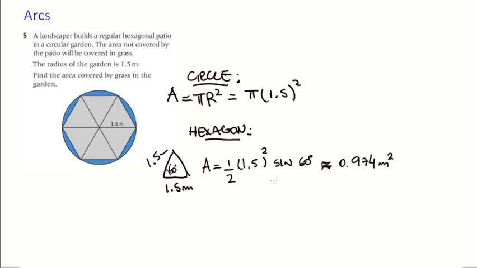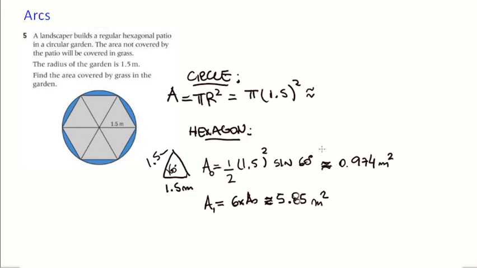Now that's one triangle. So if we do that times 6, the total area of the hexagon would be 6 times, let's call this A0, 6 times A0, which would be 5.84567, so we would round it up to 5.85 squared meters, approximately, right? Always.